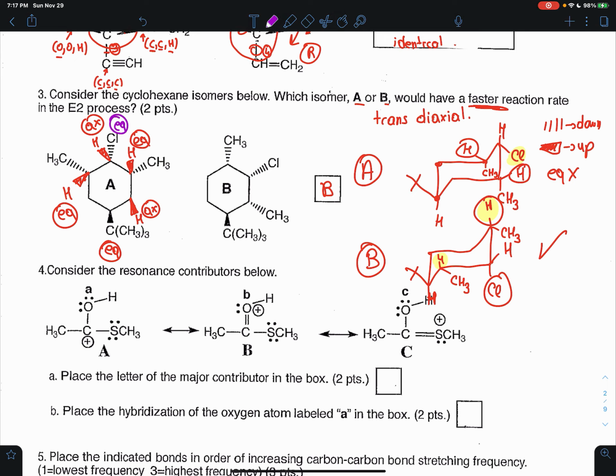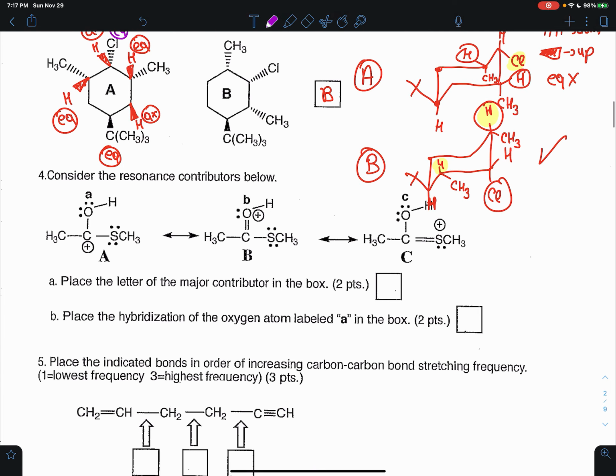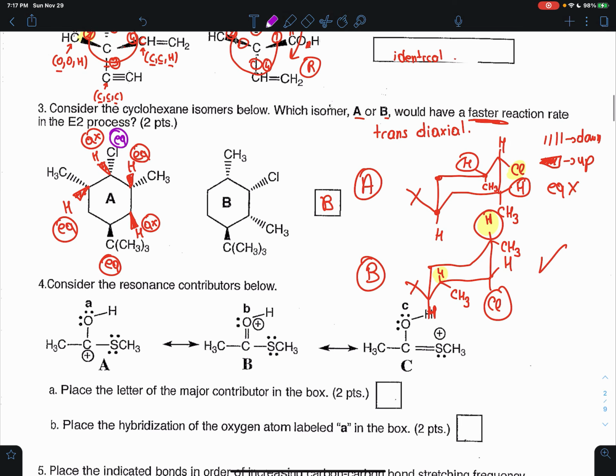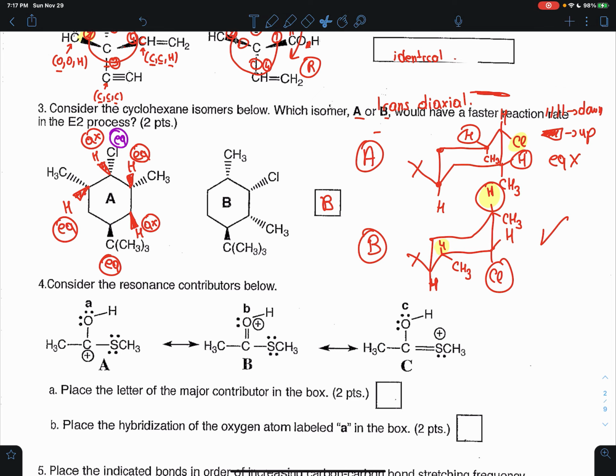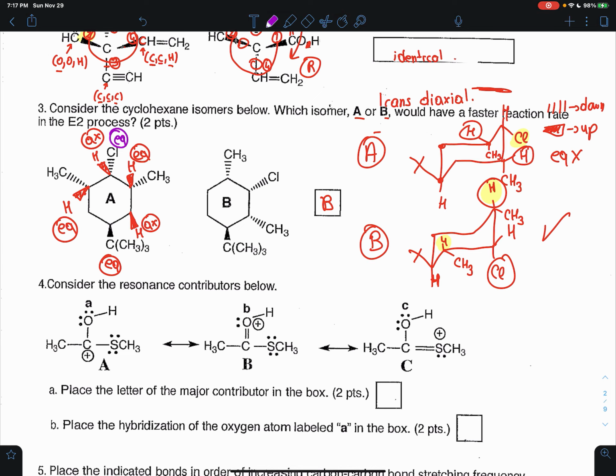Consider the resonance contributors below. Place the letter of the major contributor in the box. As we talked before, actually let me just raise these a little bit before we keep going. As we talked before, the stability of resonance all depends on the electronegativity and the stability of the negative or the positive charge, right?